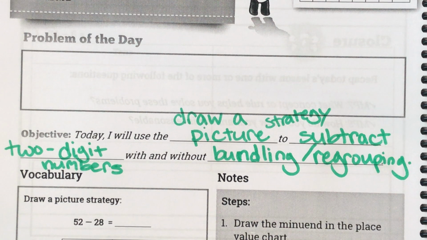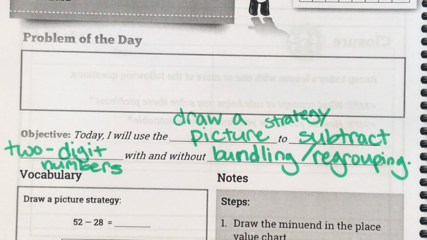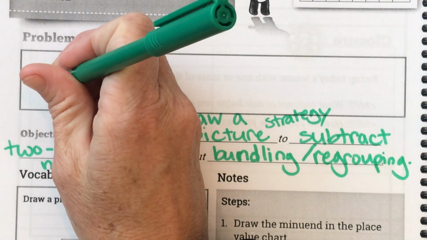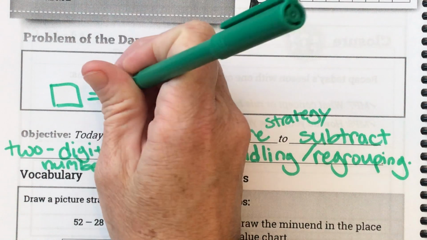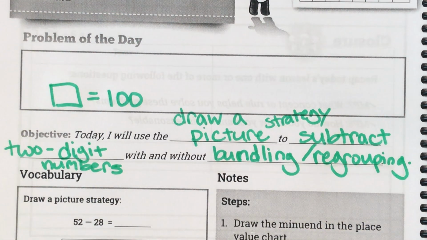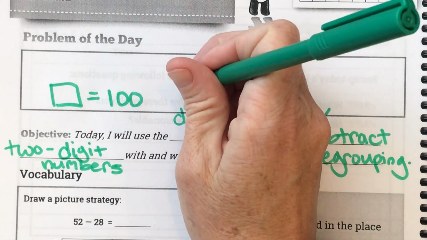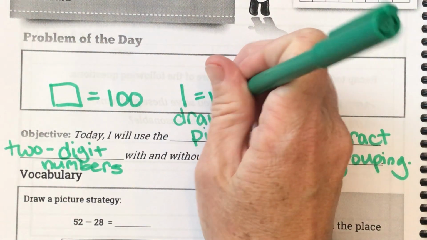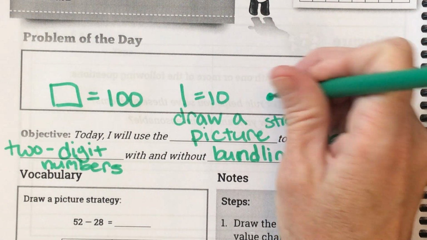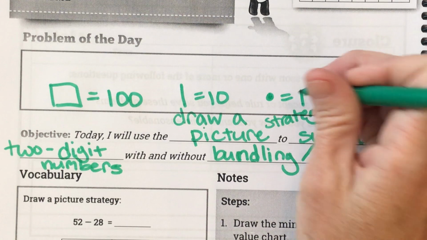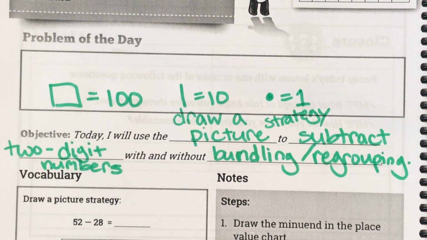So the draw a picture strategy means we're going to be drawing our base 10 blocks. And we've done that before. Remember our base 10 blocks, we have a square equals 100, a vertical line equals a 10 rod, and a circle equals a 1 unit. Okay, so we're going to use that strategy to subtract two-digit numbers.